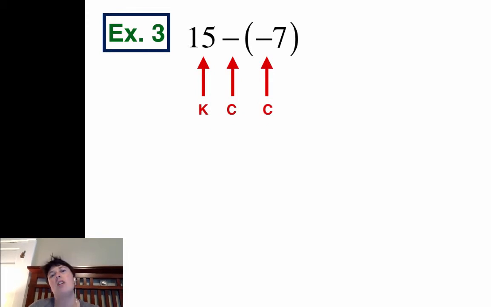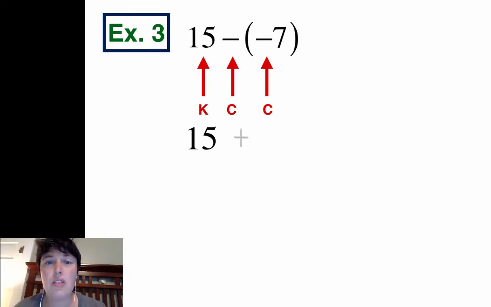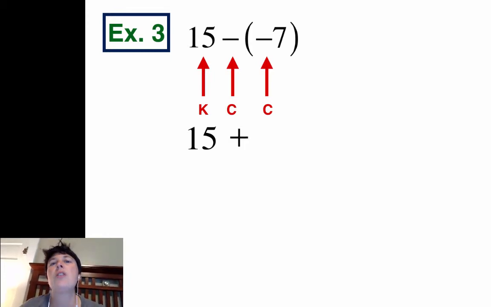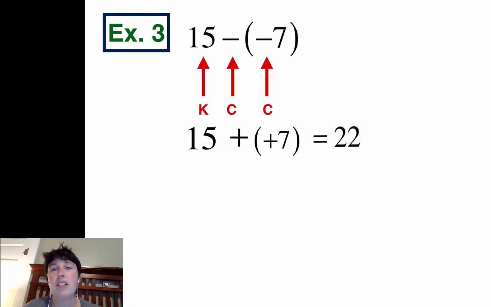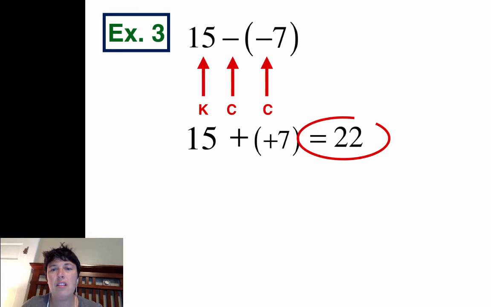KCC, keep, change, change. So what are we going to keep? We're going to keep the 15. We're going to change the minus sign to a plus sign. We're going to change negative 7 to a positive 7. Now it's an adding problem. Same signs, add and keep. I see same signs. 15 plus 7 is 22. So my answer is 22.